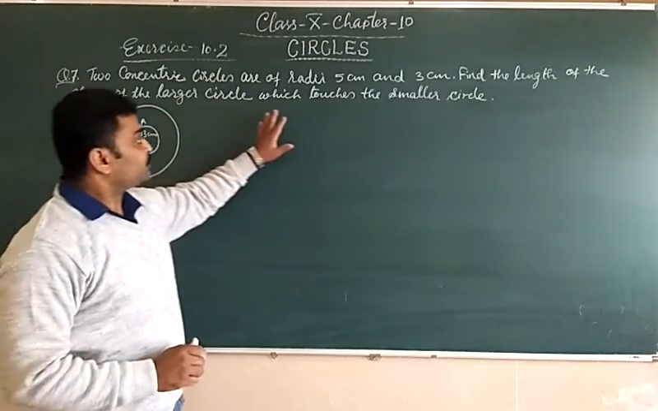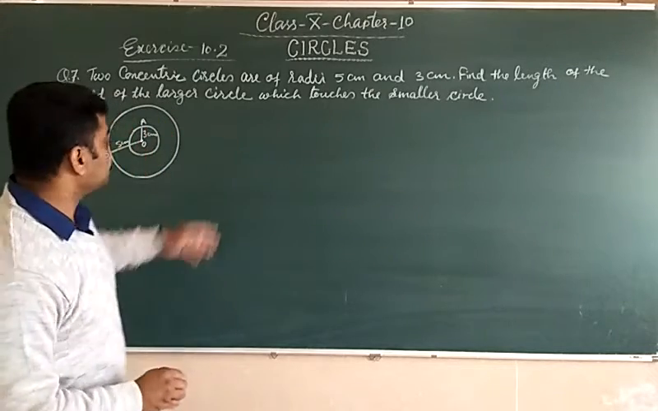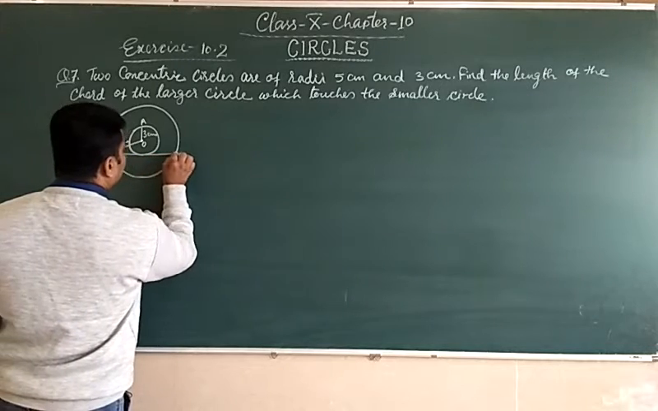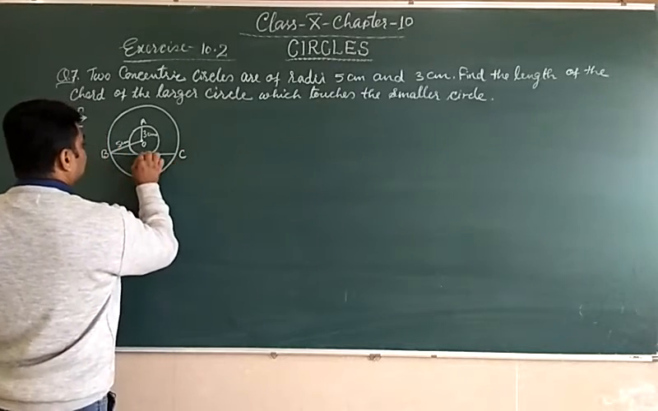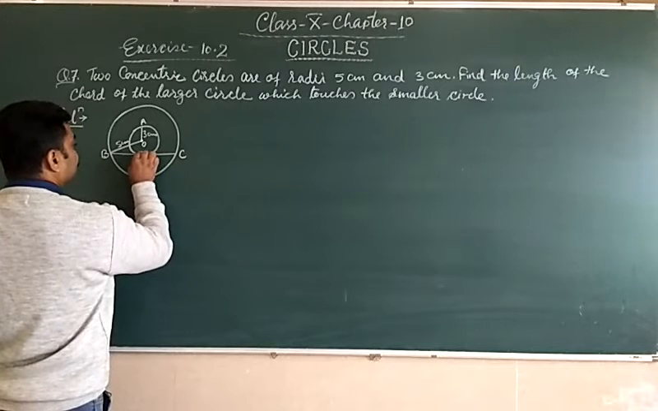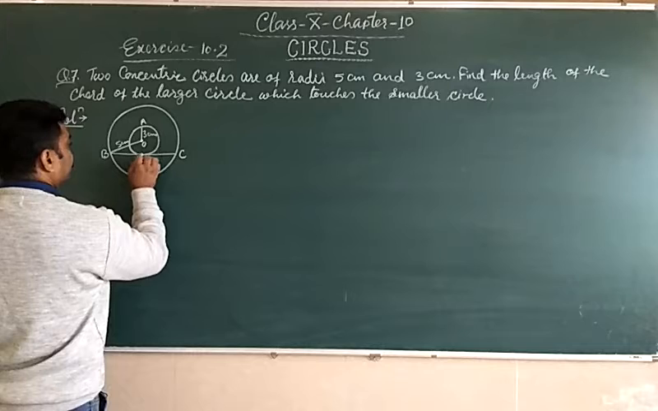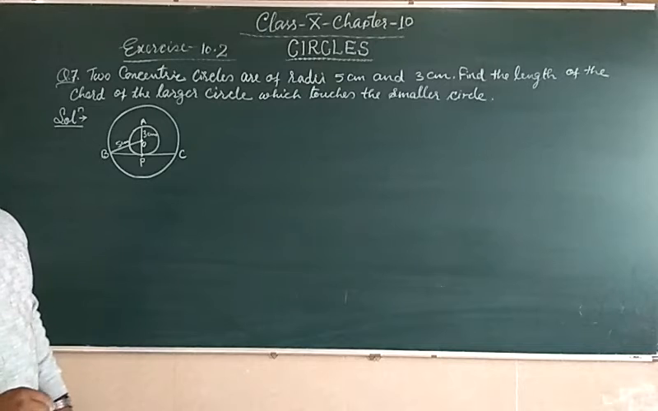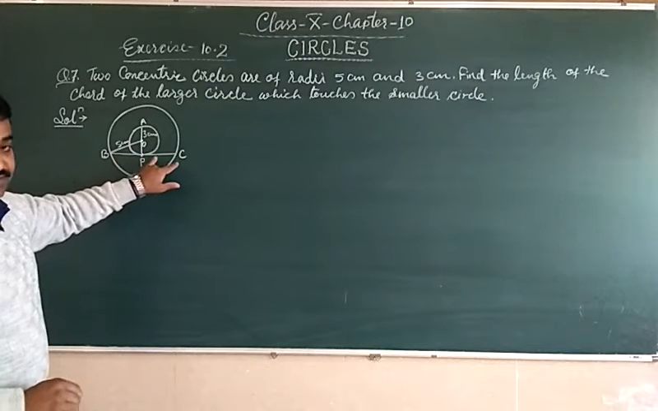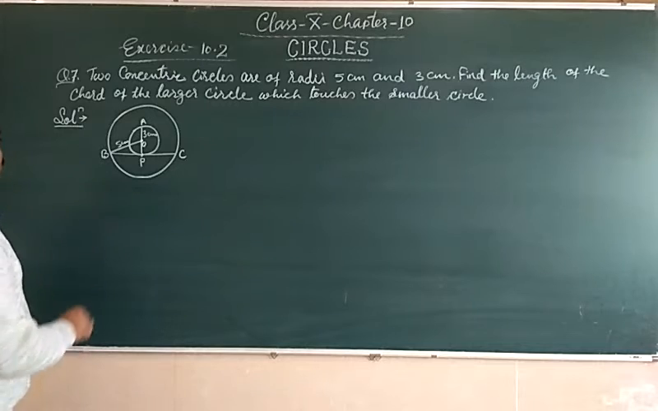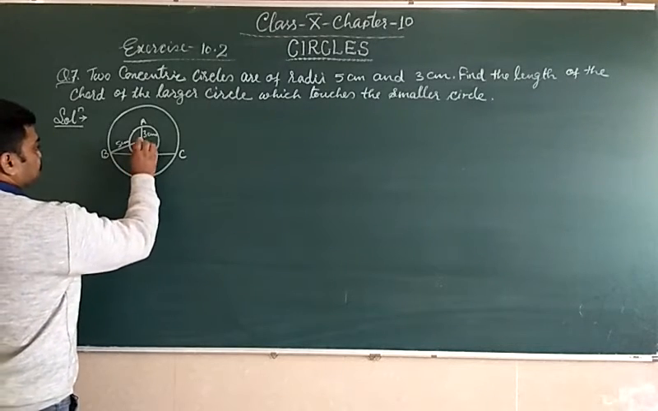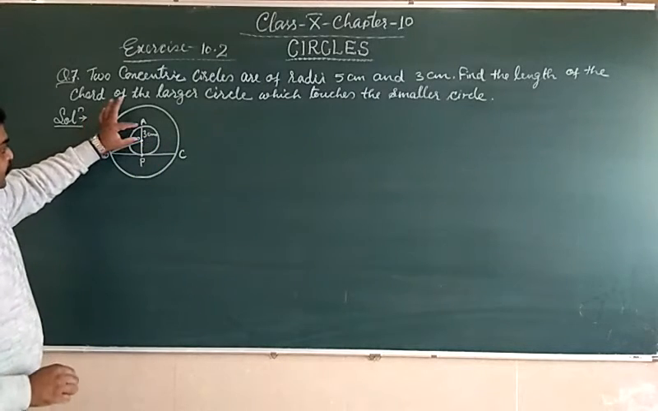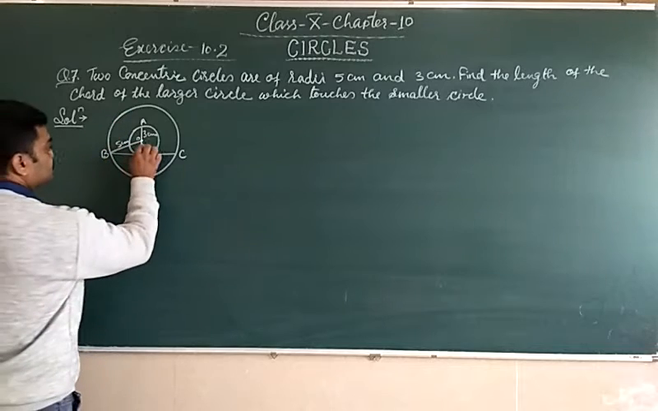We have to find the length of the chord of the larger circle which touches the smaller circle. That means we can draw BC touching at the point of contact, here, that is P, and join OP. Okay. So we have to find the length of BC. Clear? See students, here this point is O. OA is 3 centimeter. Similarly, OP is also 3 centimeter.